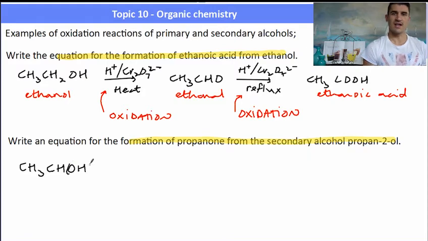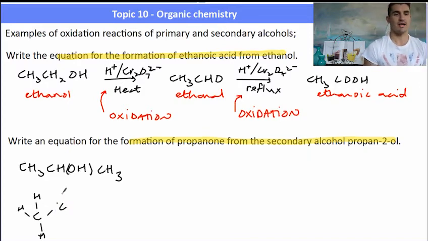I'm going to draw this one out just to make it a little bit clearer. So in full structural formula, I would have my carbons in their tetrahedral arrangement with my alcohol group sticking off the second carbon, my hydroxy functional group, and then at the other end I will have my CH3.